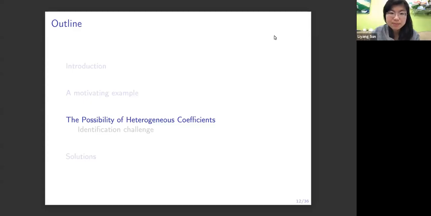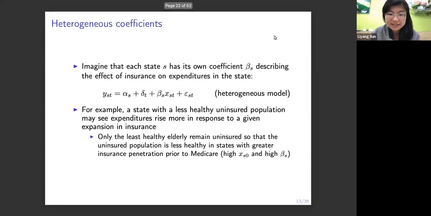We can formalize the possibility of heterogeneous coefficients by a heterogeneous model where each state S has its own coefficient beta S, which describes the effect of insurance on expenditure in that state. So the only difference between the heterogeneous model and the linear model from the previous part of this video is the heterogeneous coefficient beta S. Here is an example for when this heterogeneous model is plausible.